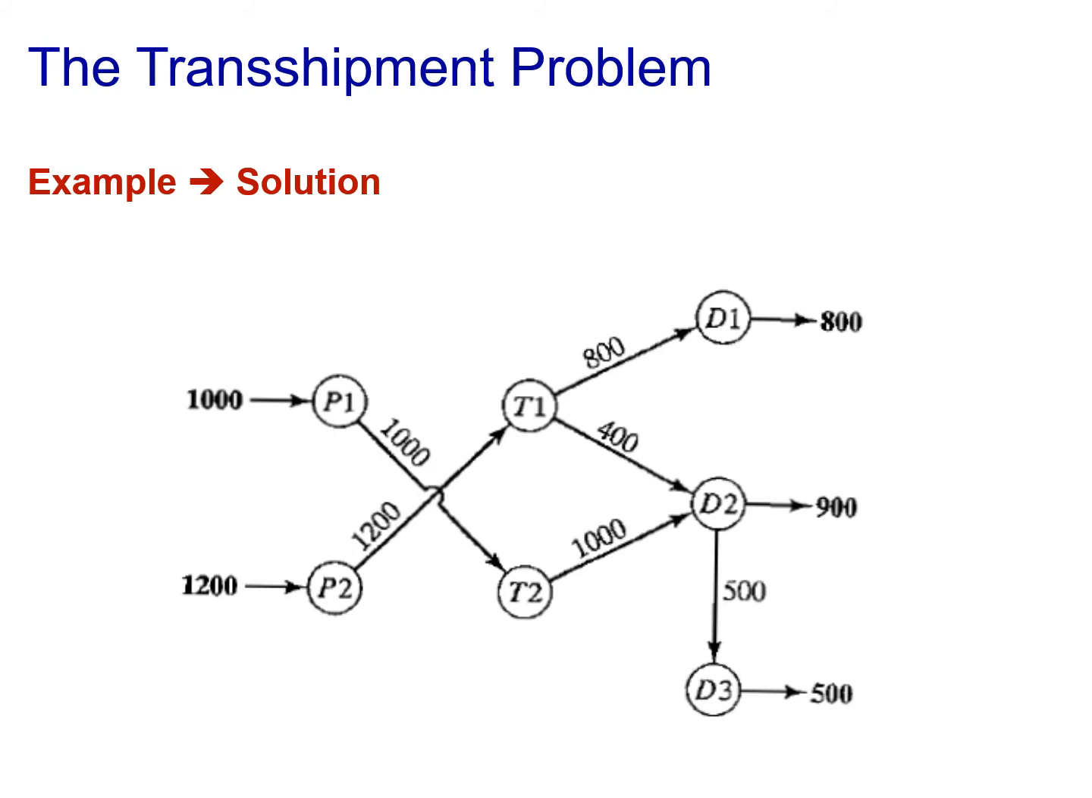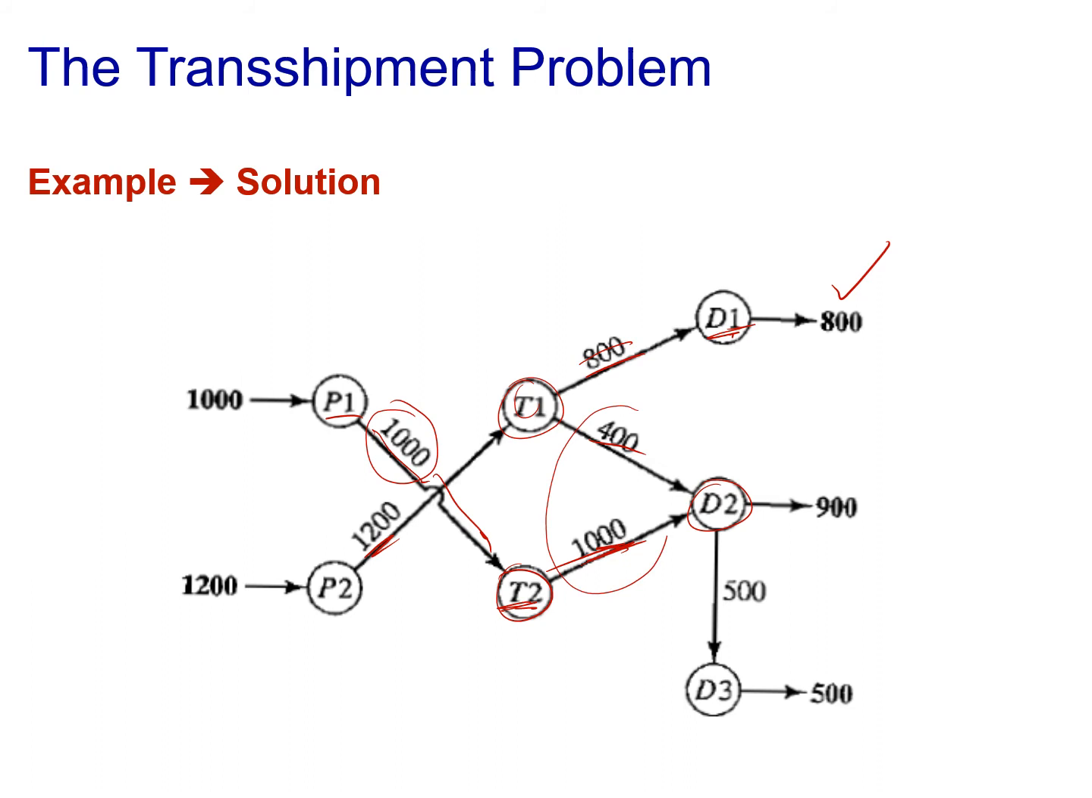What does it mean? P1 sends 1000 items to T2. P2 sends 1200 to T1. So this T2, as a transshipment point, what it receives, it sends: 1000 received, 1000 sent to D2. T1 also receives 1200 and sends that 1200: 800 to D1, and this 800 is used to satisfy its own demand.